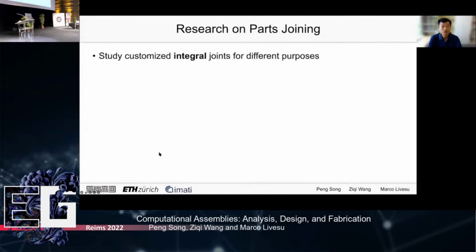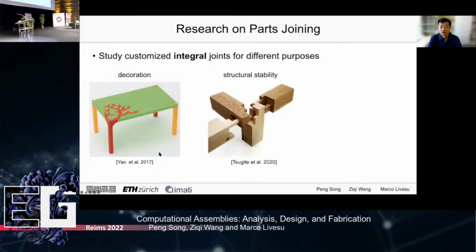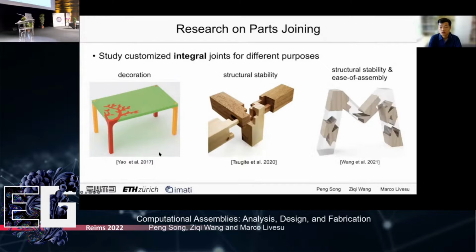Similarly, some research works study customized integral joints. These integral joints can be decorative to enrich the assembly's appearance, or they can be orthogonally connected to make an assembly structurally stable. These integral joints can also have curved contacts, aiming to make a structure stable and easy to assemble.